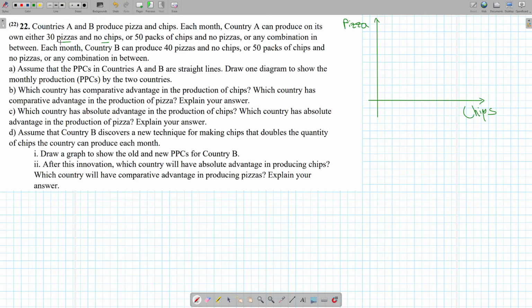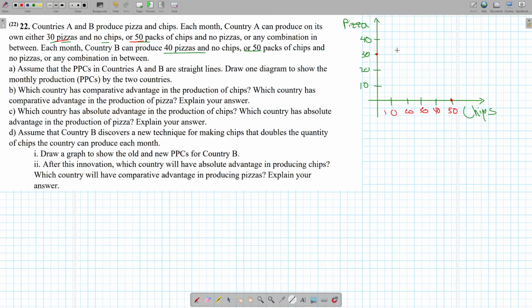So country A has 30 pizzas, country B has 40 pizzas. Let's label this 10, 20, 30, 40. So we're going to put the 40 up here, the 30 here, the 20 here, and the 10 here. And the chips, it's 50 packs of chips for both, so we'll just put 10, 20, 30, 40, 50. Now for country A, country A has 30 pizzas and 50 chips. So we're going to put this here and this here.